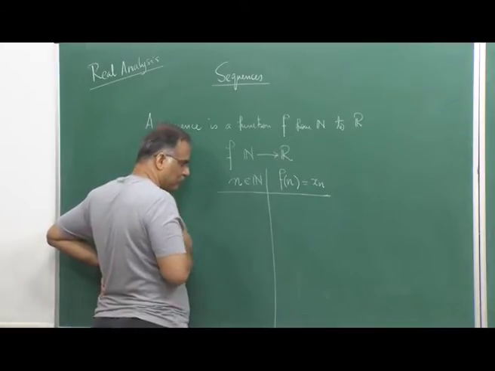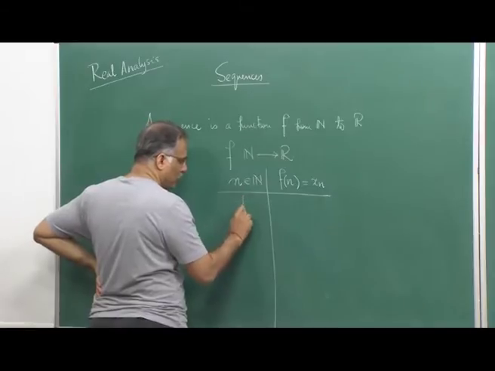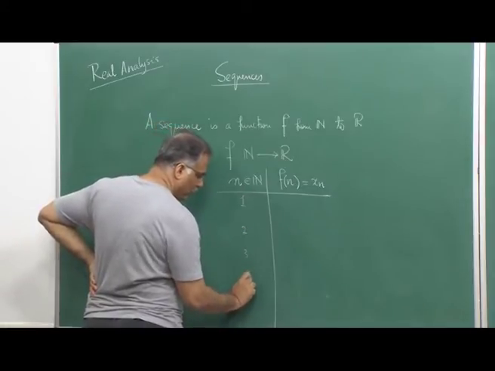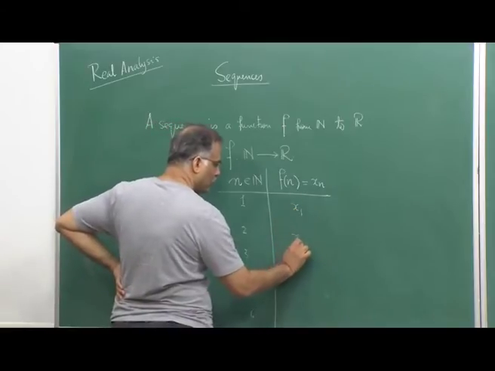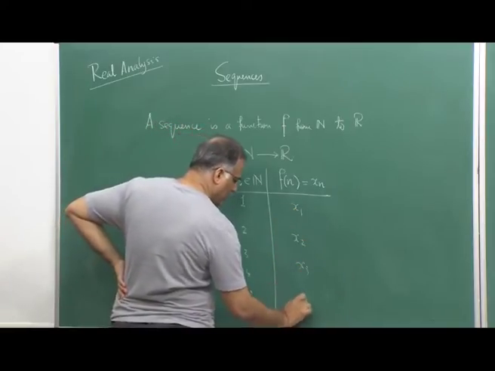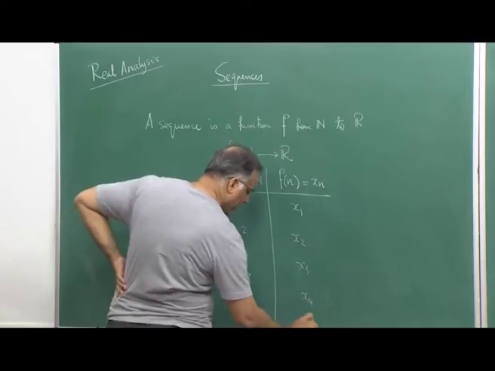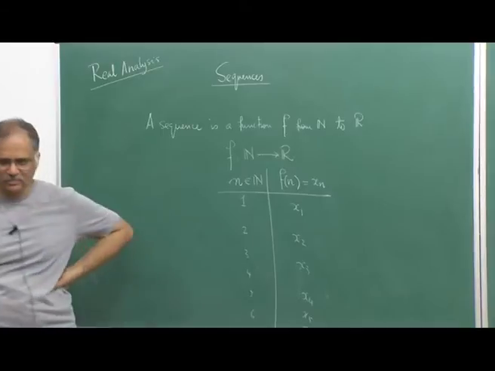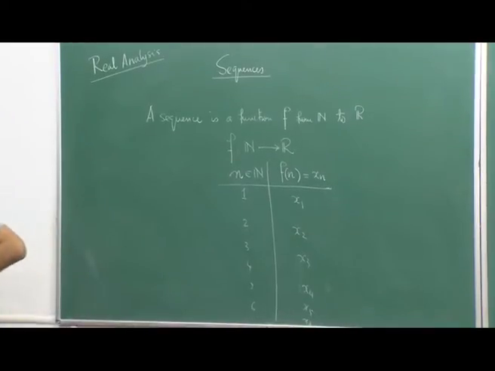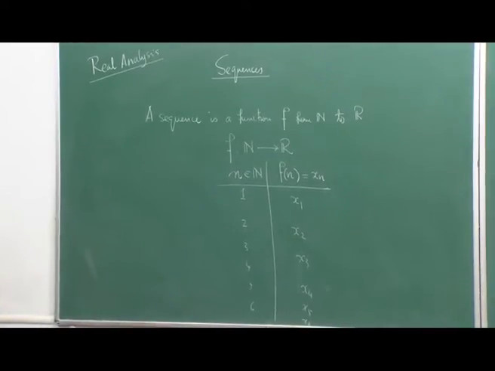Now, put n as 1, 2, 3, 4, 5, 6. So, here you have x1, x2, x3, x4, x5, x6 and so on. Some of these values can be repeated. So, when you write a sequence, it is actually a complete tabulation of the function values, right.